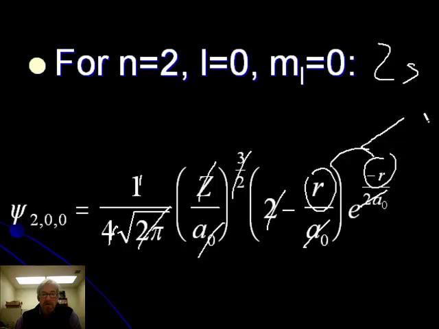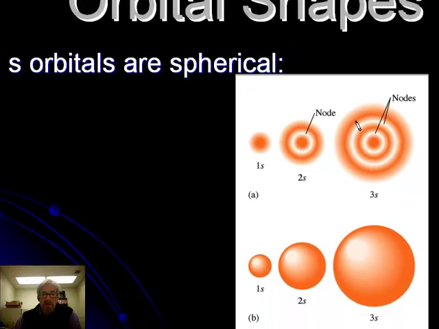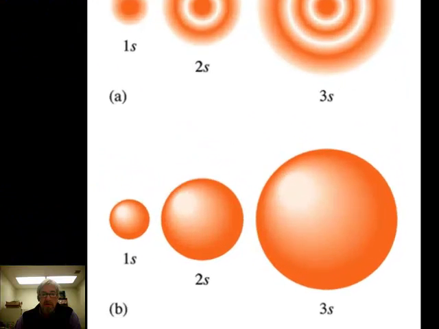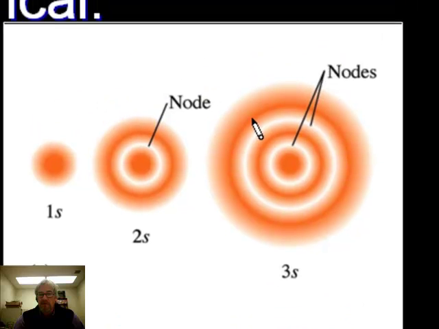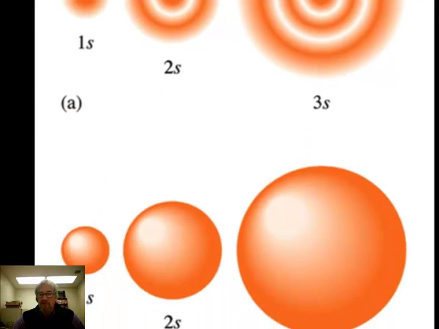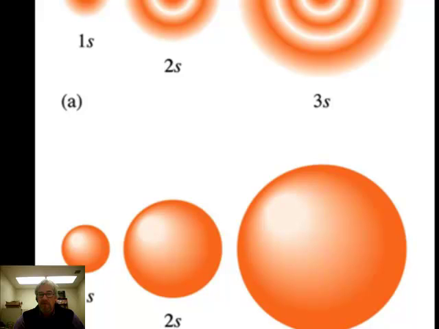So for s sublevels, they're all symmetrical in all axes. So that means they're spherical. So the 1s, the 2s, and the 3s all look spherical. Now there are nodes in there. There are places where the probability of finding the electron diminishes, and we're going to see why that is later. But the basic idea is they're all spheres, and the bigger the n, the bigger the sphere.